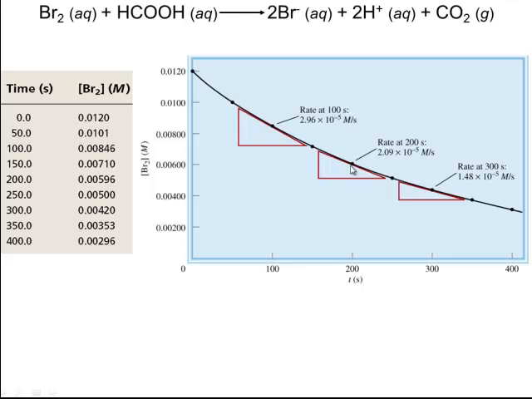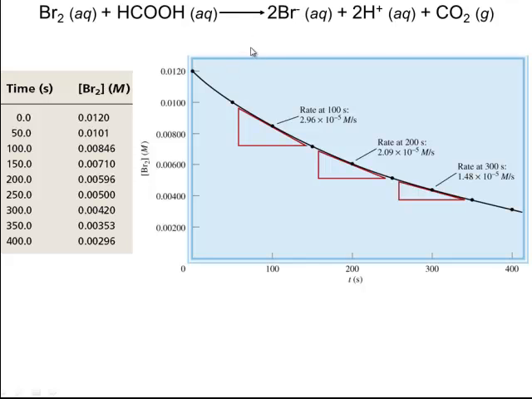At this particular point, after the reaction has progressed further, the rate of the reaction is 2.09 into 10 to the power minus 5. As you can see, from 100 seconds to 200 seconds, the rate of the reaction has decreased from 2.96 into 10 raised to minus 5 to 2.09 into 10 to the power minus 5. Obviously, as the time progresses further, the rate of the reaction is going to decrease. So at the end of 300 seconds, the slope, that is the rate of the reaction, is 1.48 into 10 to the power minus 5 moles per liter per second.